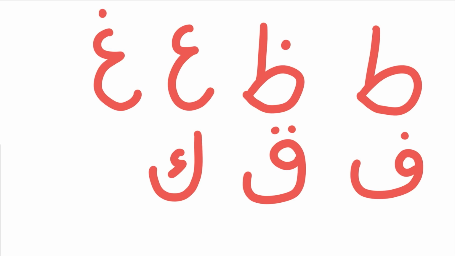So that's Alif, Ba, Ta, Tha, Jim, Ha, Kha, Dal, Dhal, Ra, Za, Sin, Sheen, Sad, Dad, Ta, Dha, Ayn, Ghain, Fa, Qaf, and Kaf.